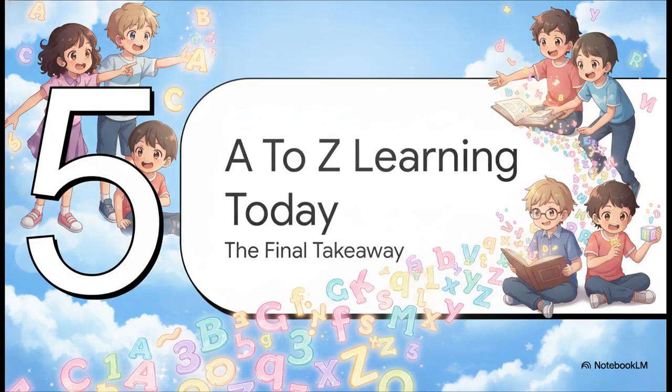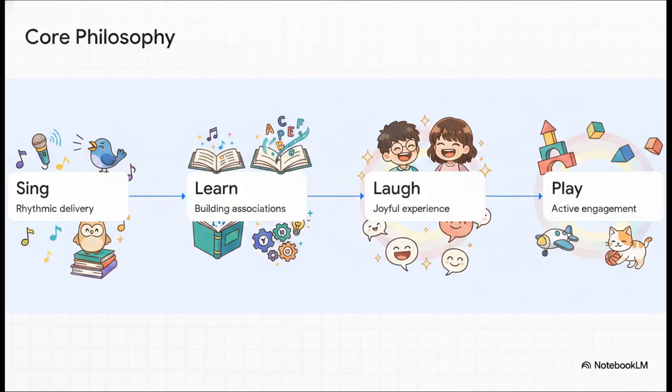Which brings us to Section 5, A to Z Learning Today, the final takeaway. So, the crucial point is that the core philosophy of this entire learning method boils down to 4 incredibly simple, actionable steps. 1, sing, 2, learn, 3, laugh, and 4, play. It proves that education, especially at the foundational level, absolutely does not have to be rigid. By combining rhythm, joy, and playfulness, the complex process of memorization becomes beautifully effortless.